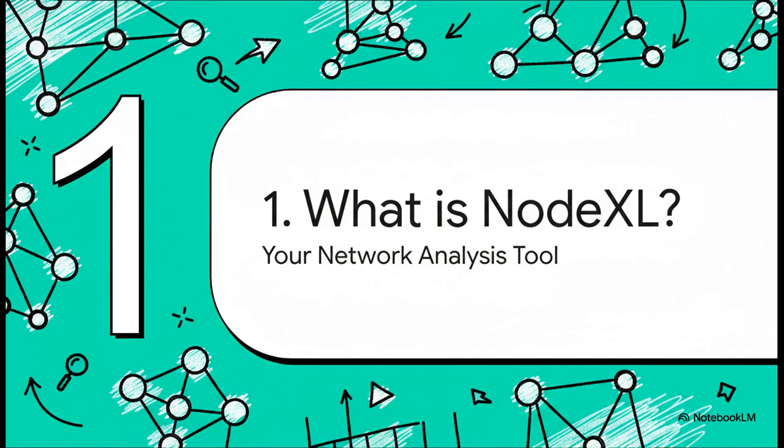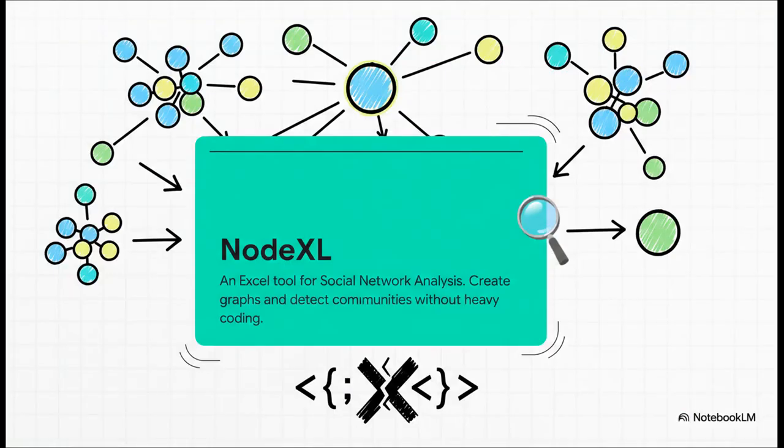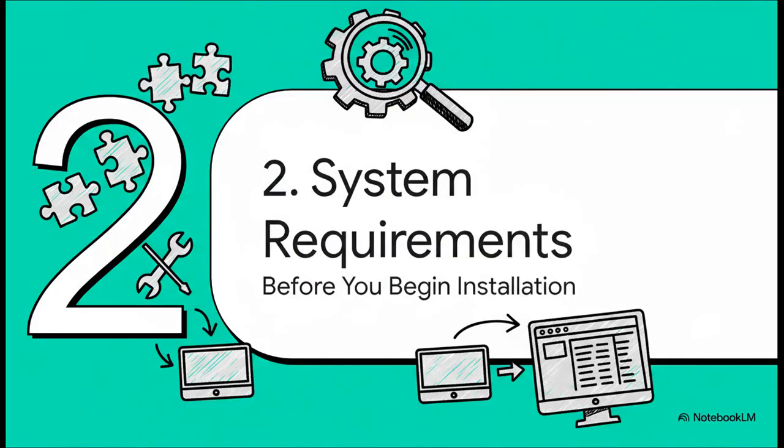Okay, first things first. For anyone who might be brand new to this, let's do a super quick overview. What is this thing we're actually trying to install? Think of NodeXL as a powerful add-on that basically transforms the Excel spreadsheet you already know into a full-blown social network analysis machine. It lets you see connections, find those key influencers, and spot communities, all without having to write a single line of code.